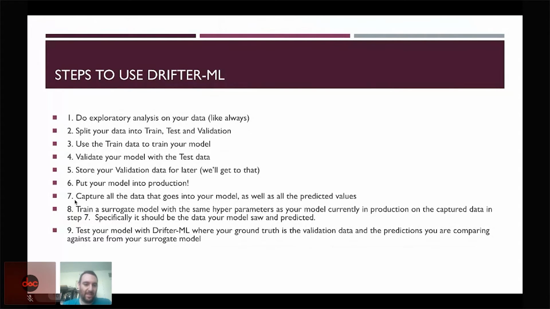You put your model into production. You capture all the data that goes through your model as well as the predicted values. Then you train a surrogate model with the same hyperparameters as your model currently in production. Remember, it's the same hyperparameters.